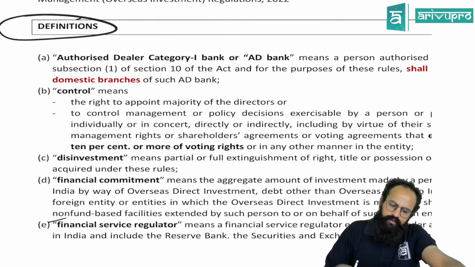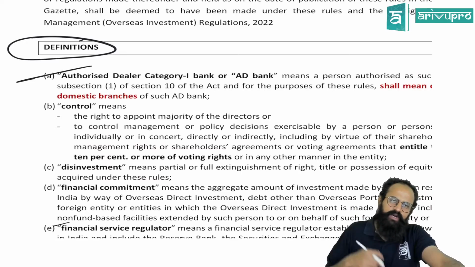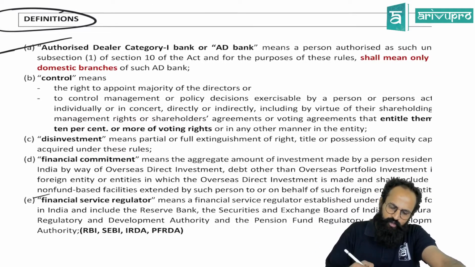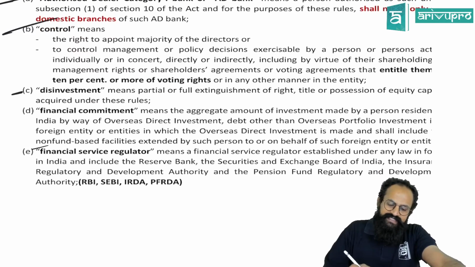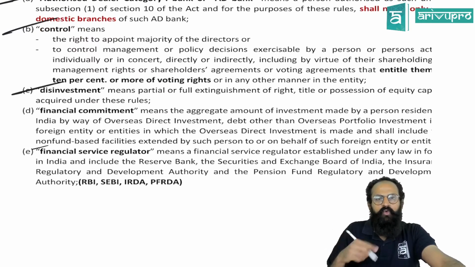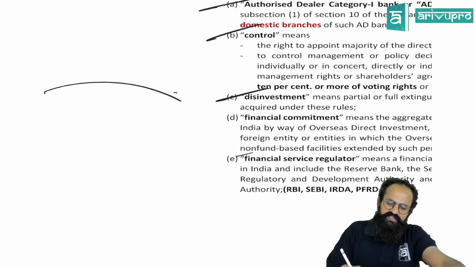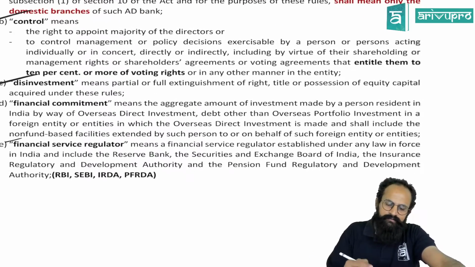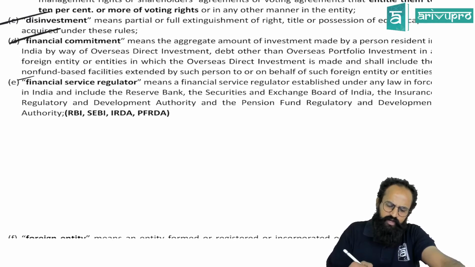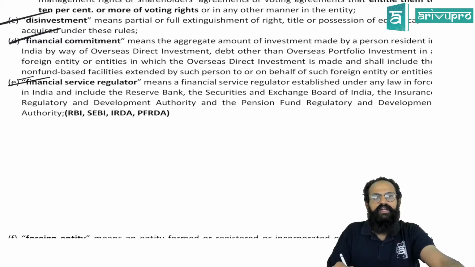Now, sir, AD dealer bank people, whatever we saw in your FDI Act, the same definition of control we saw. Disinvestment means, people, FDI and ODI mean we are investing. Disinvestment means we are selling. That's all. So when a PRI invests, it is called investment. When a PRI sells away, it is called disinvestment. Financial commitment we saw.